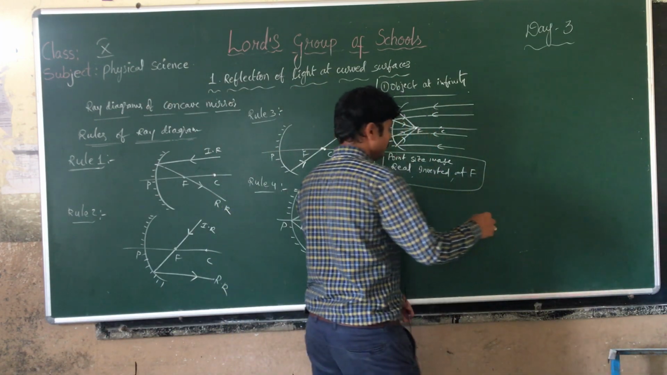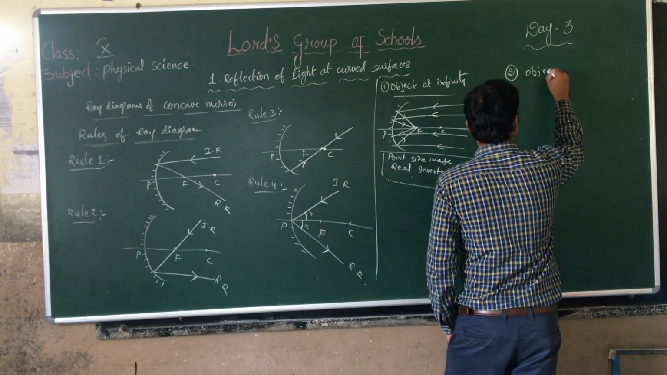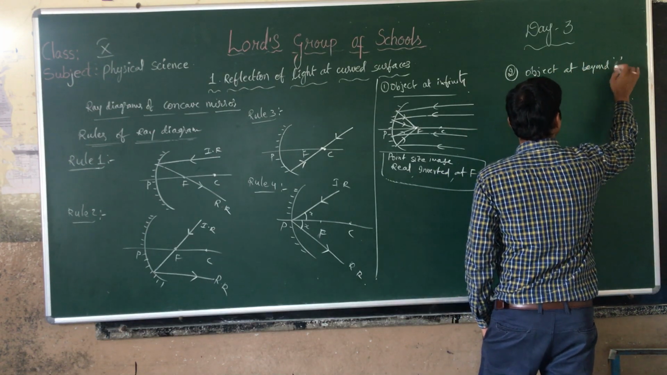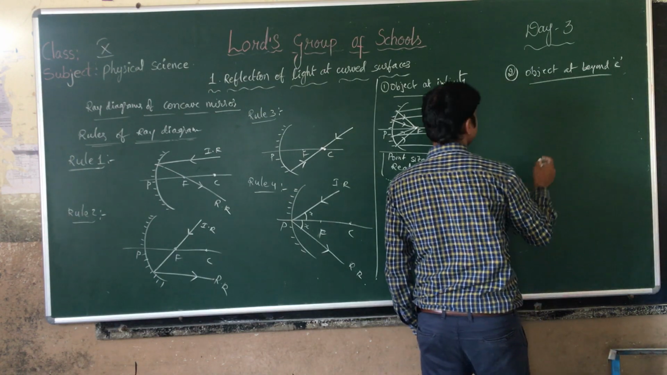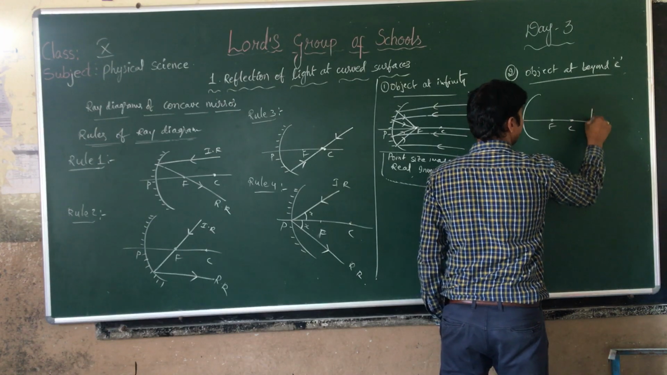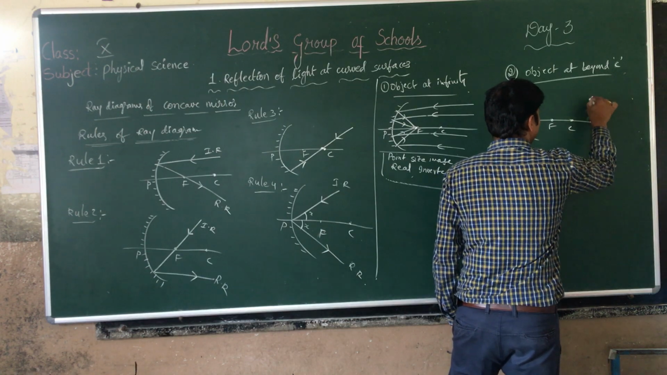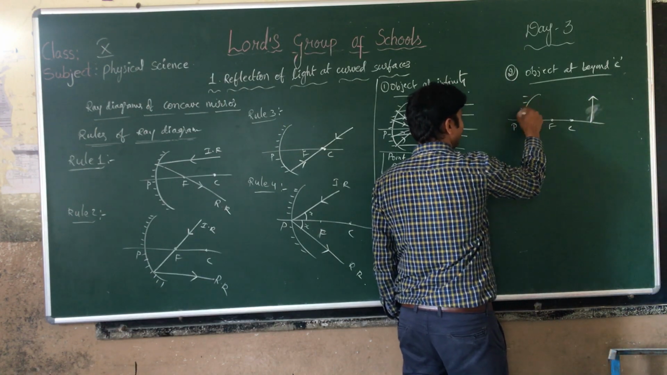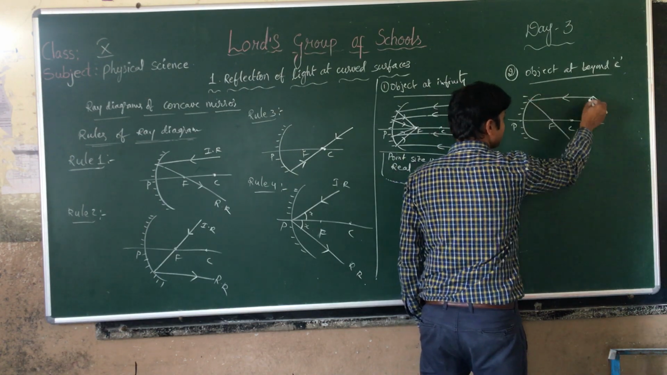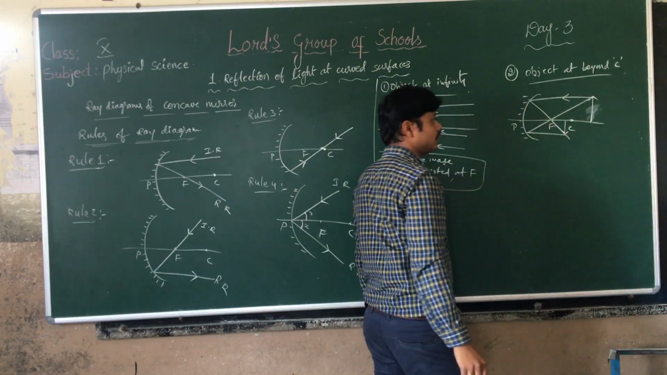Now let us go to the second position: object at beyond C. An object is placed beyond C. Now this is the focus, the center of curvature, and the object is beyond C. This is the pole on the mirror. Take the light ray parallel to the principal axis, passing through the focus, and the ray through focus, parallel to the principal axis. Now both are meeting where? Here. That is the image.